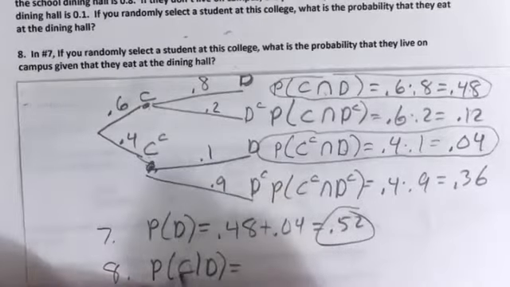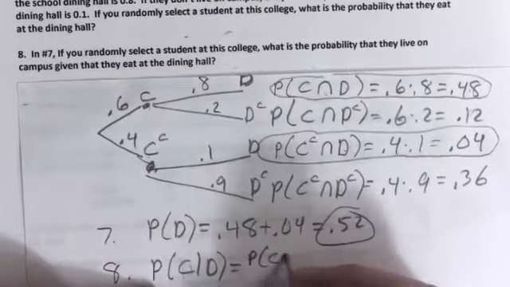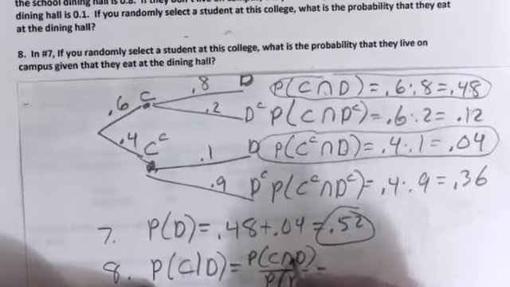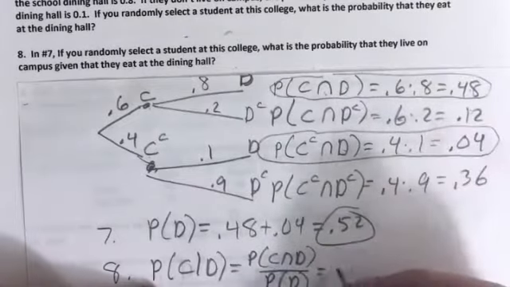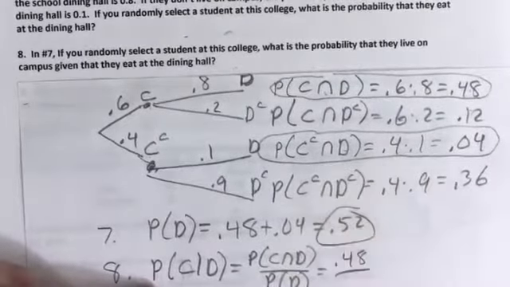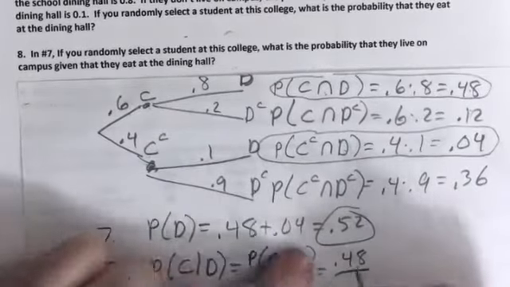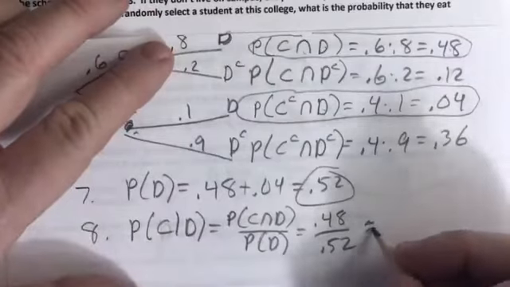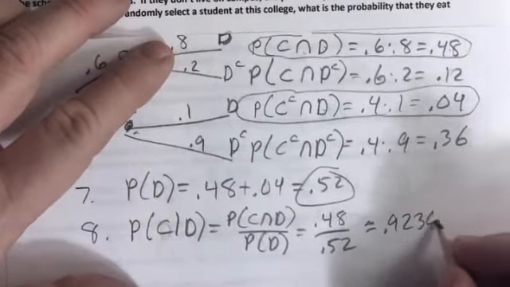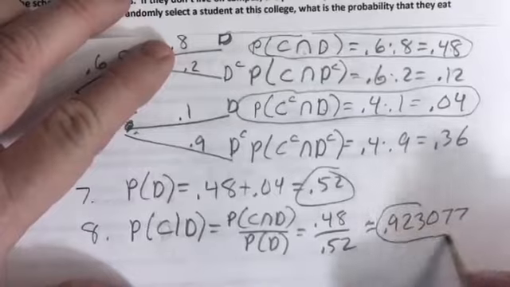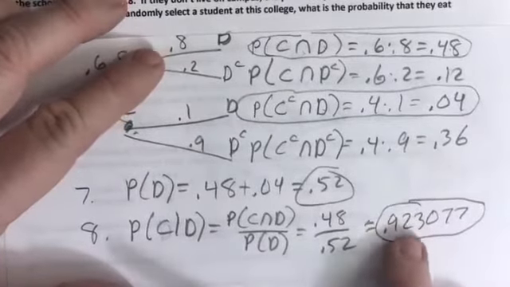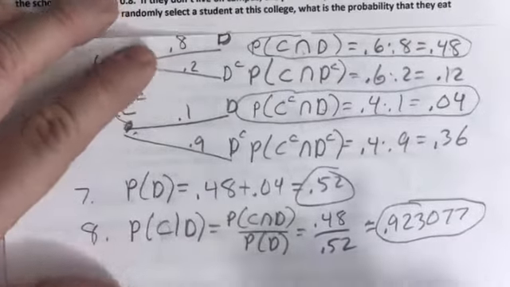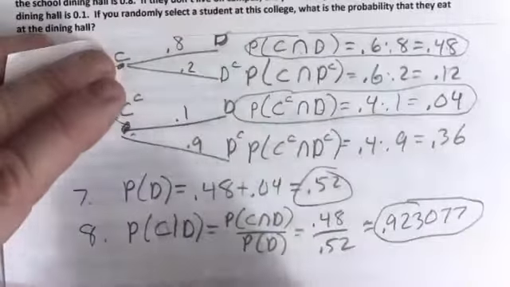Well, our little formula for the conditional is the probability of both of those things, C and D, over the probability of the second one, the given. Well, C and D, that's what that is right there. That's 0.48. And this probability of dining hall, we just found, is 0.52. And so that is equal to 0.923077. So if someone's eating at the dining hall, there's about a 92% chance they live on campus. So these are distinctly not independent events.